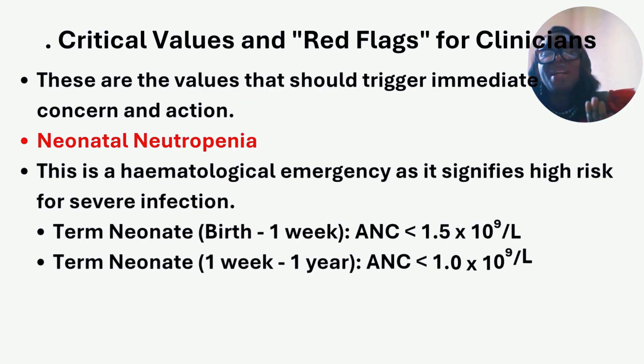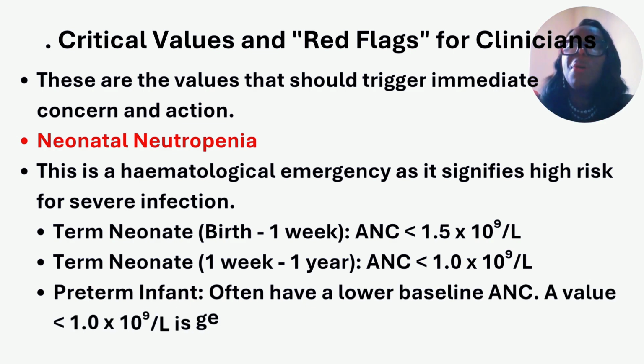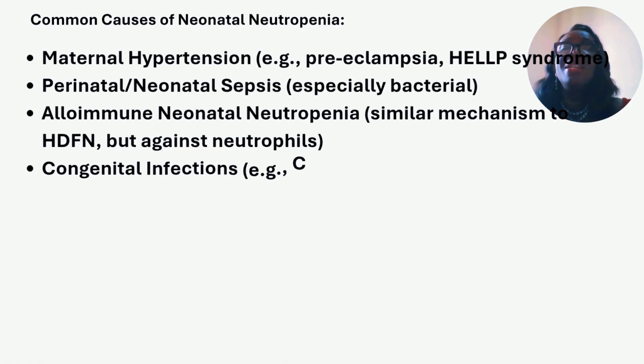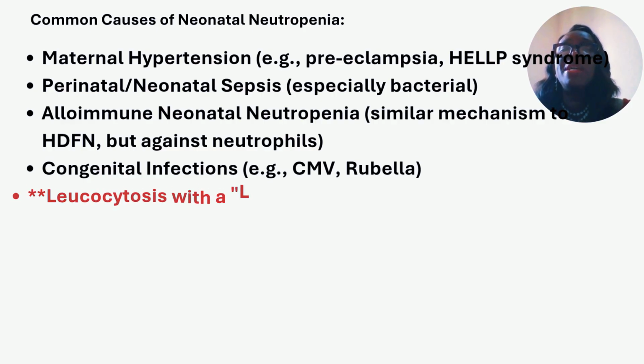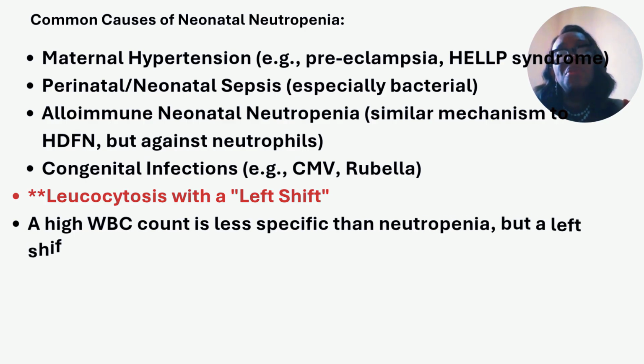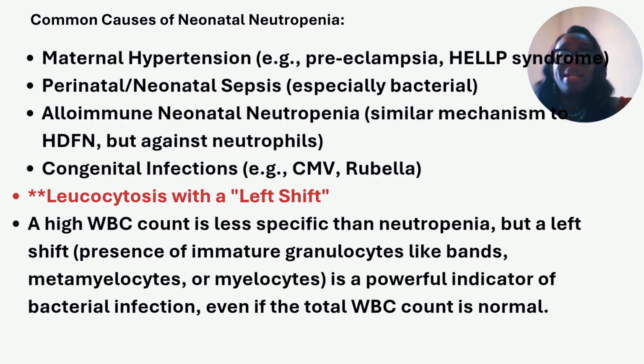Critical values, values that can trigger immediate concern and action. Number one, neonatal neutropenia. This is a hematological emergency as it signifies high risk for severe infection. Maternal neutropenia, the possible causes are: number one, maternal hypertension. Example, preeclampsia, HELLP syndrome. HELLP syndrome is presence of hemolysis, elevated liver enzymes, and low platelets in the pregnant woman.